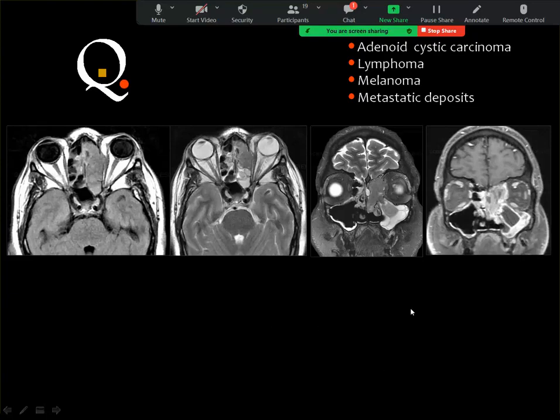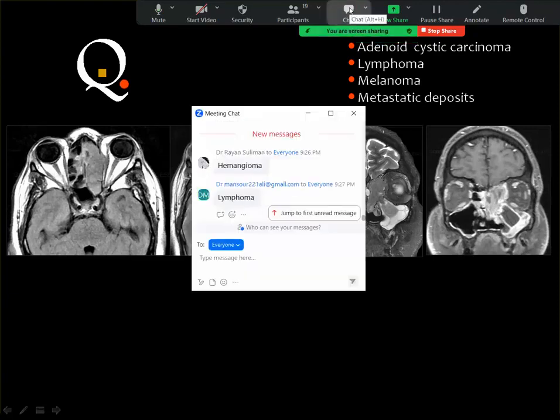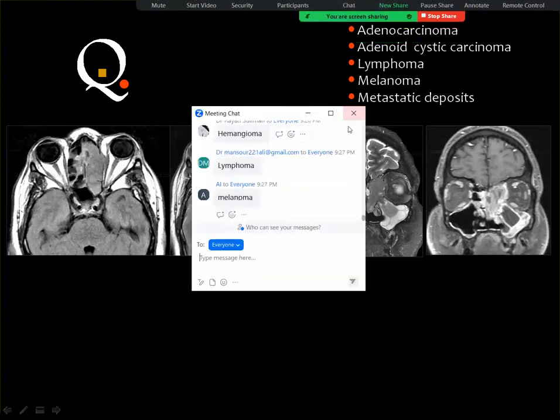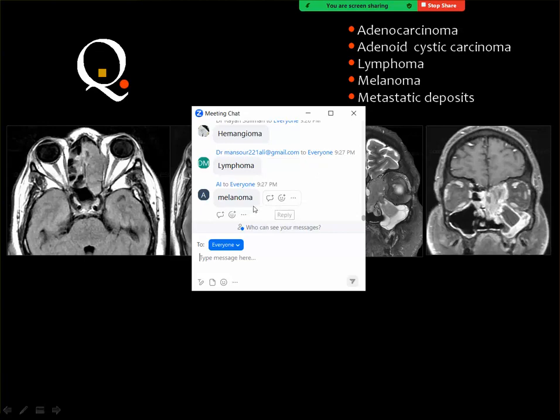The next case is MRI of the paranasal sinuses, T1, T2, coronal T2, and coronal post contrast with fat saturation. And here are some of the suggested differential diagnosis: adenoid cystic carcinoma, lymphoma, melanoma, metastatic deposit. Okay, lymphoma, melanoma.